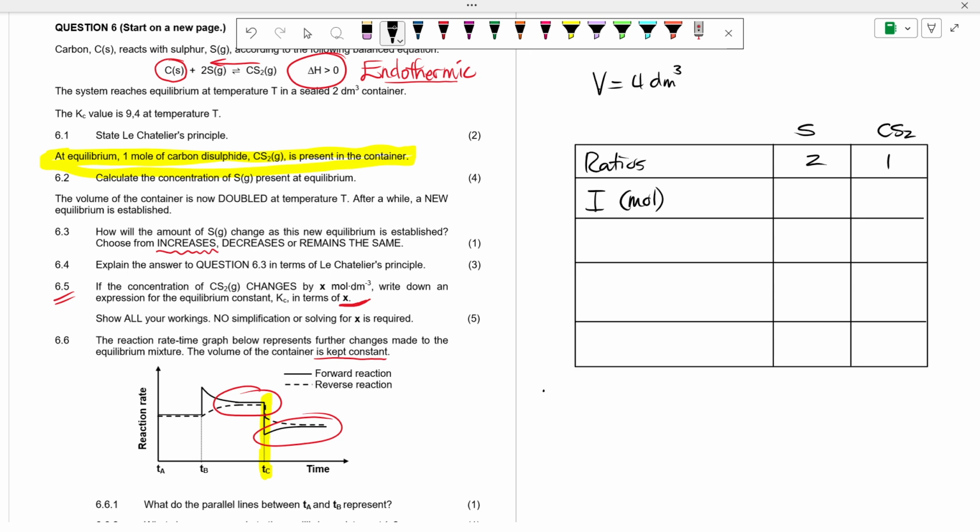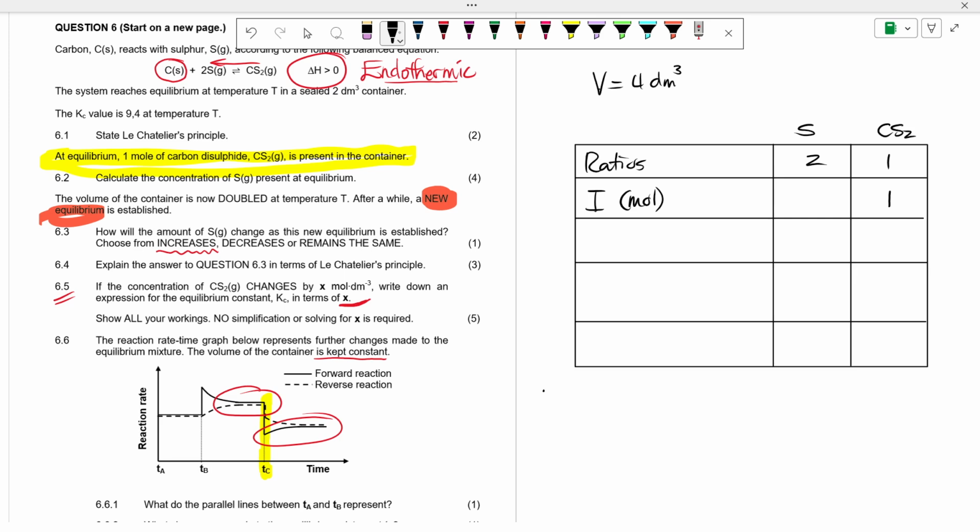Why do they wait? I'm also getting a little bit confused. I think the 1 is our initial, because a new equilibrium will be established after doubling. Oh yes, that is true. Yeah, the one mole is the initial because now there's going to be a new equilibrium. Okay, so let's do that. Initial is 1.